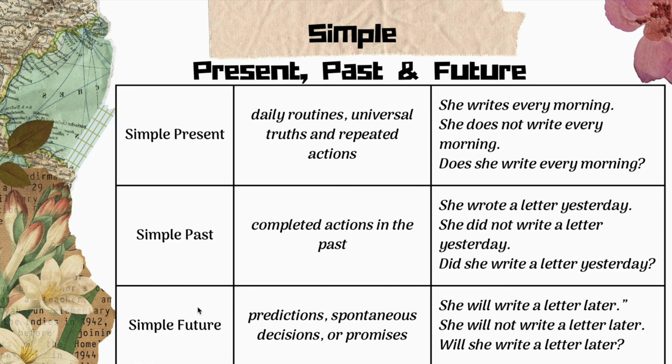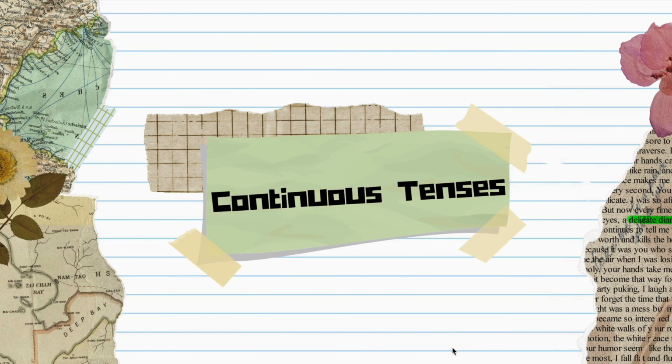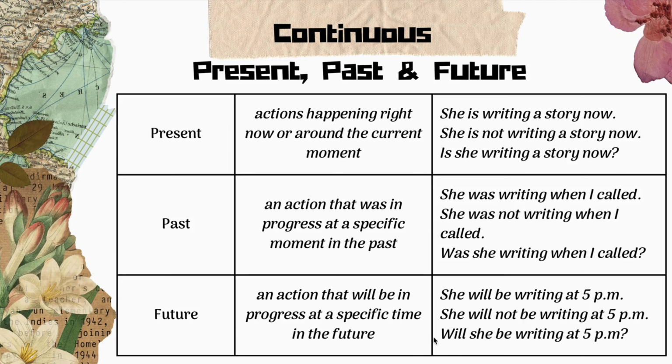Simple future tense. It is used for predictions, spontaneous decisions, or promises. She will write a letter later. She will not write a letter later. Will she write a letter later? With this, we are moving to continuous tenses.